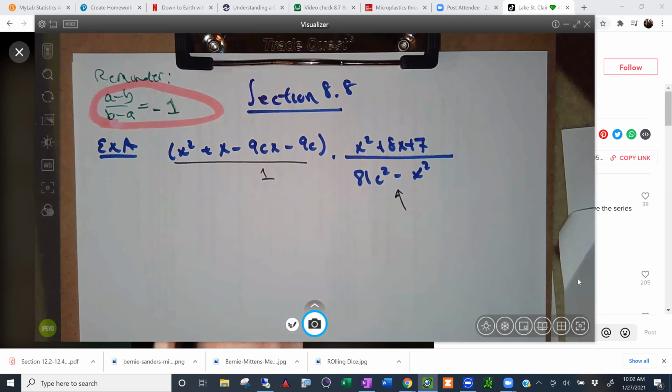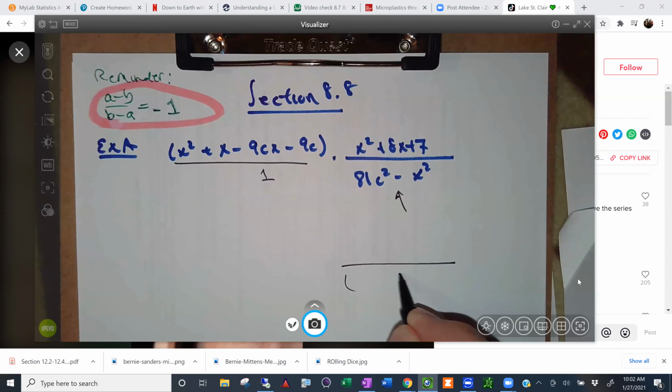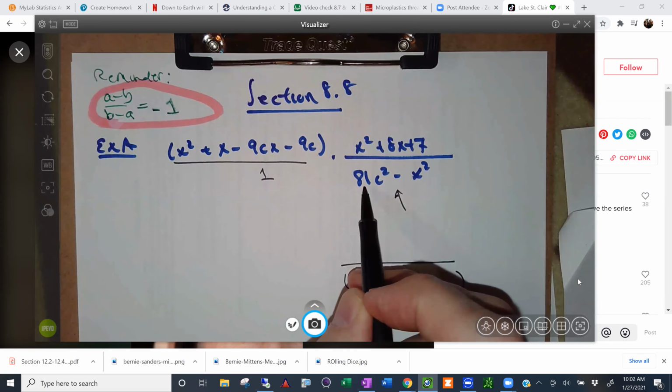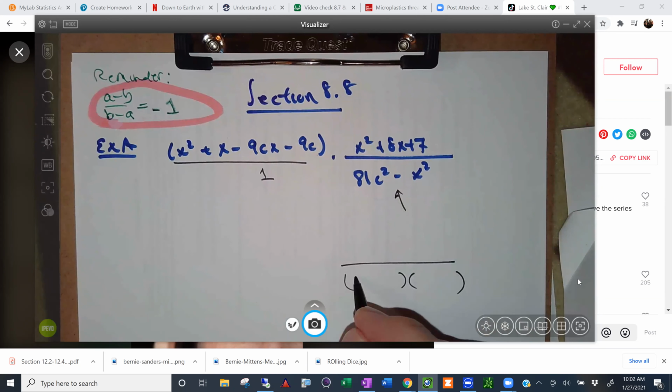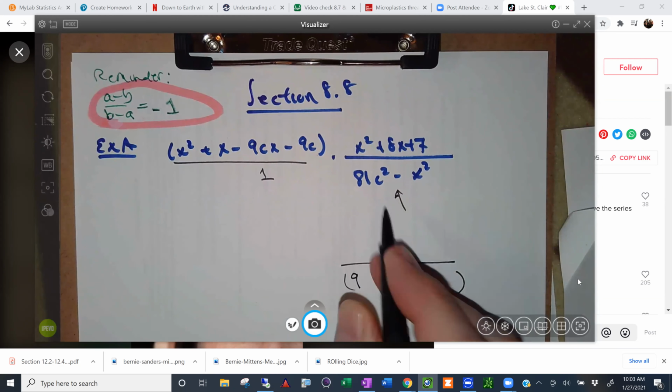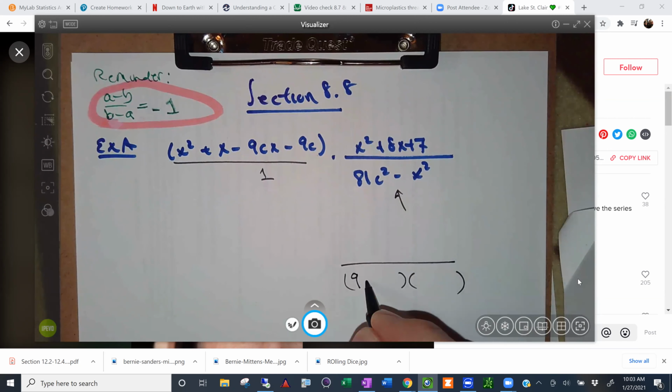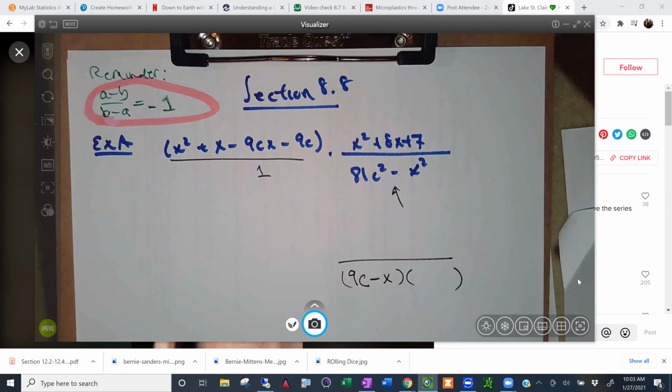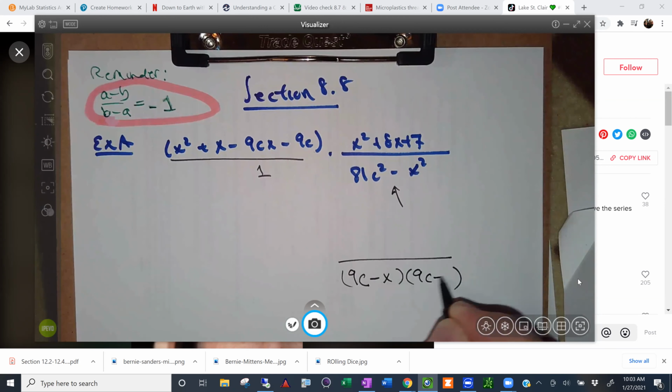That one's the difference of squares, right? So hopefully you can help me factor that one. What do I square to get the first term? Is it 9? 9, and then C minus what? What do I square to get that term? X. Good. 9C minus X, and then 9C plus X. Cool.